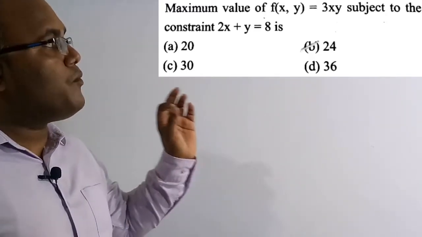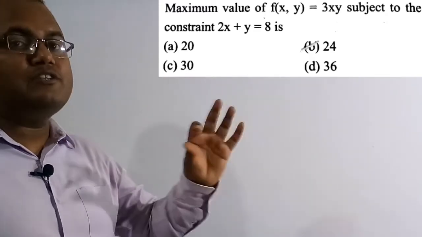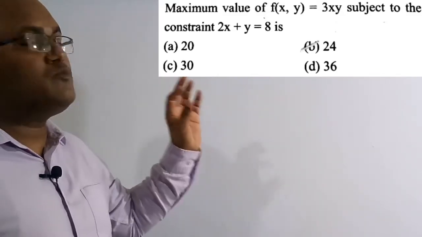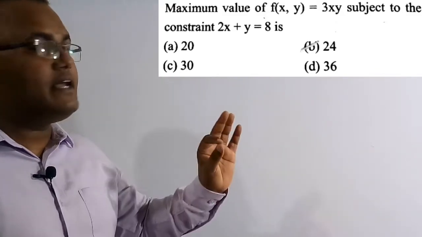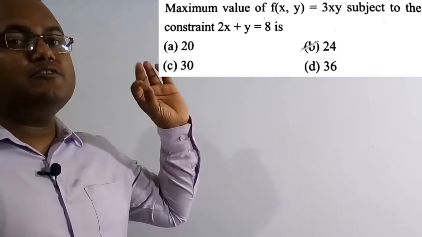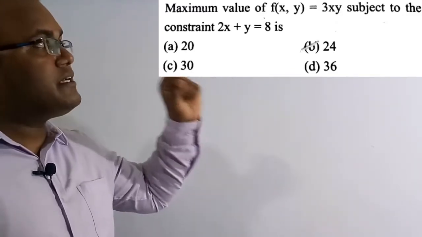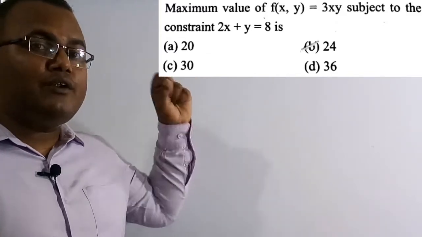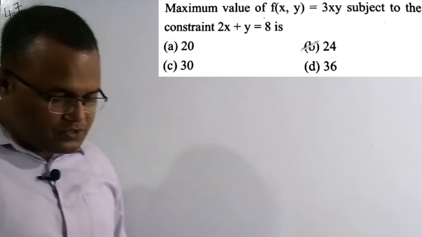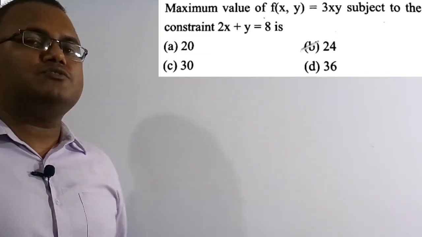It means only the points which lie on this line 2x plus y is equal to 8. At what value of the point x comma y are we going to get the maximum? So we have to find the maximum value of this function, and that particular point x comma y should lie only on this line. That is the meaning of this question. Out of these 4 options, option B, 24, is the correct solution of this question.